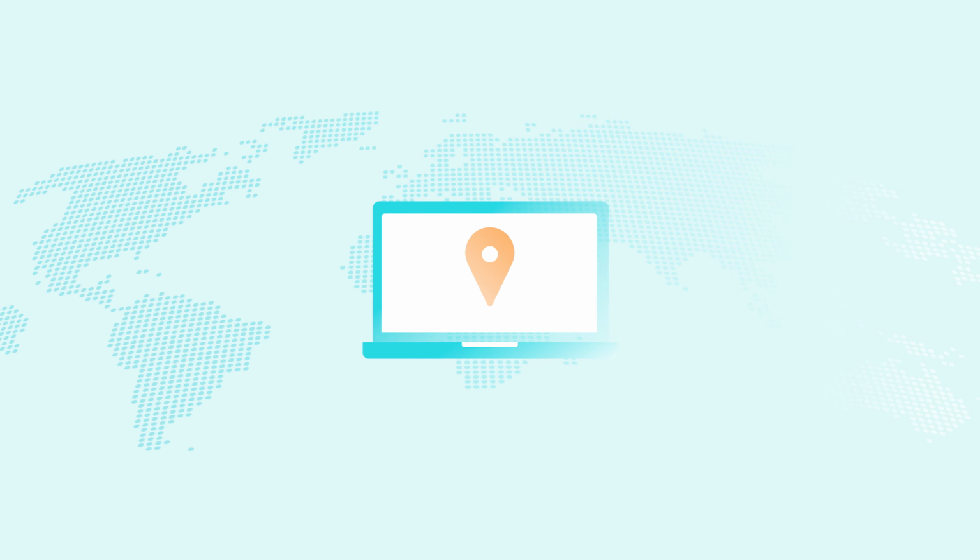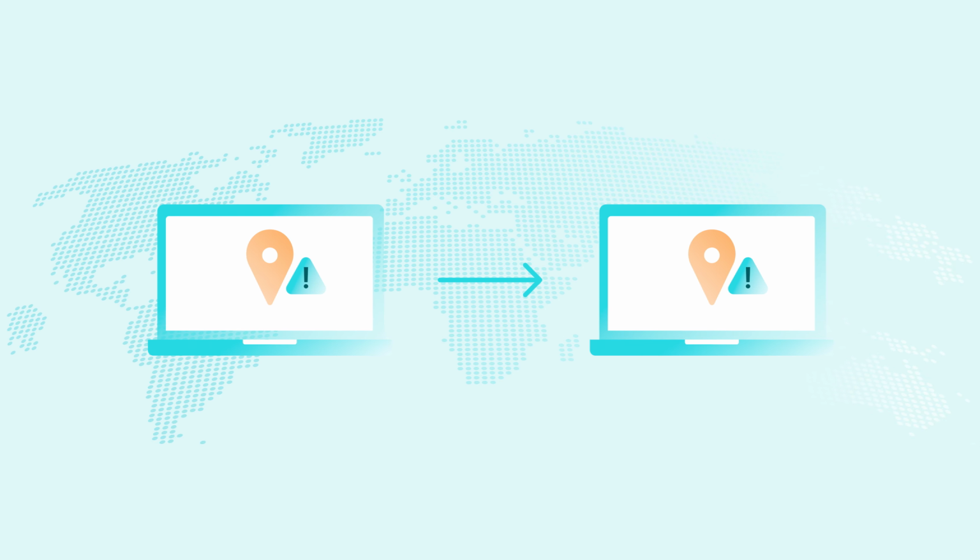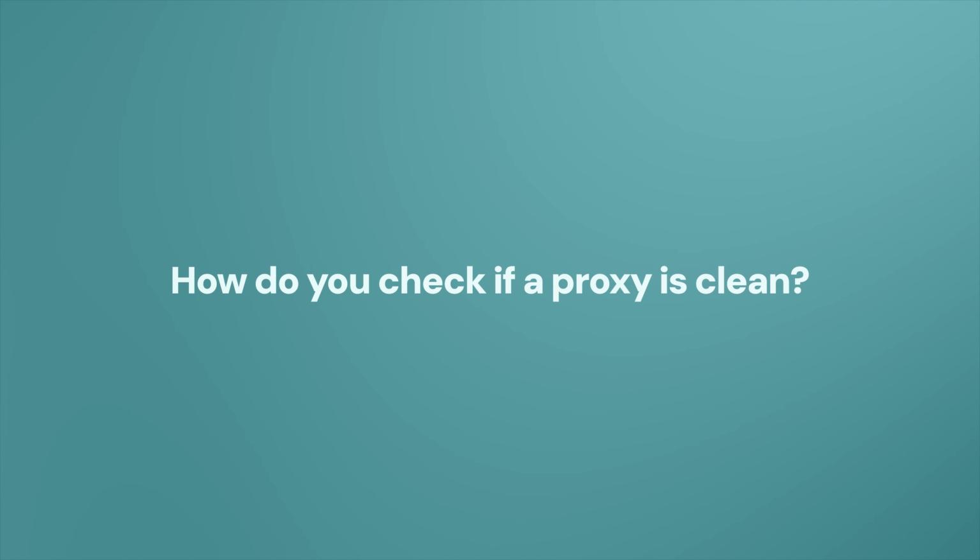So if someone else abused that IP before your provider picked it up, you inherit that history. That's why new proxies can hit blocks from request 1. So before you touch your rotation logic or your headers, check the pool. How do you check if a proxy is clean? There are 5 checks to run on any proxy pool.